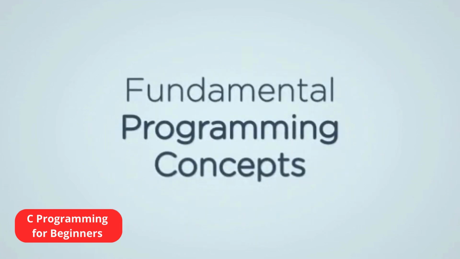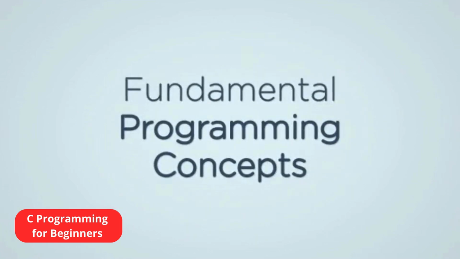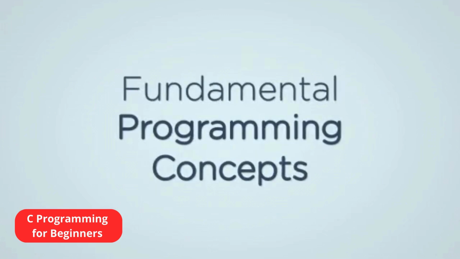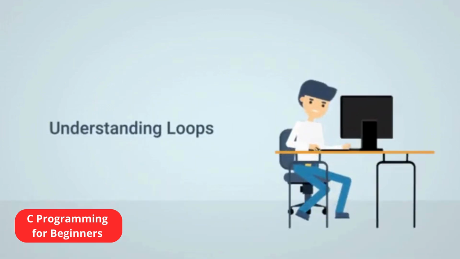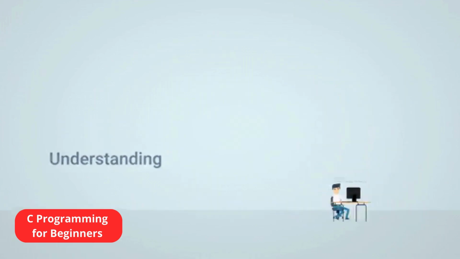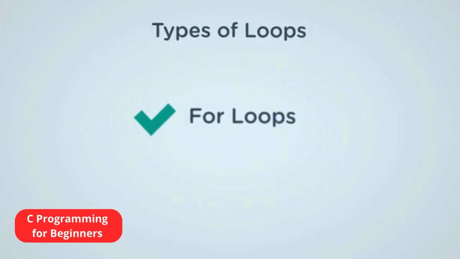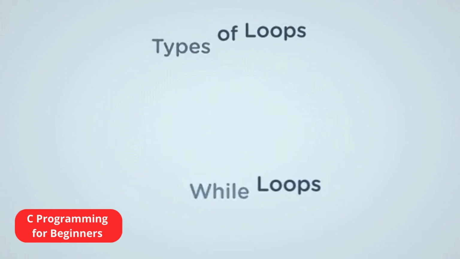Now, let's move on to some fundamental programming concepts that will make our game interactive. Loops allow us to repeat a block of code multiple times. The two main types we'll use are for loops and while loops. For loops are great when you know how many times you want to repeat something, while loops continue as long as a condition is true.